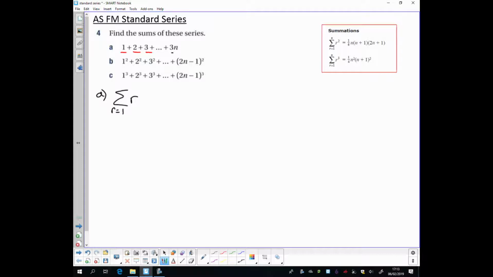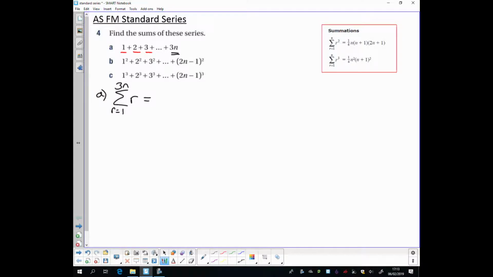Now if you have a look at the other end, we're going on and the last term is 3n. So how do I get 3n when the rule is r? Well, that means my last term must be the 3nth term. So I want to add up from 1 to 3n. Right, now I'm going to actually find the sum once I've written what I want.